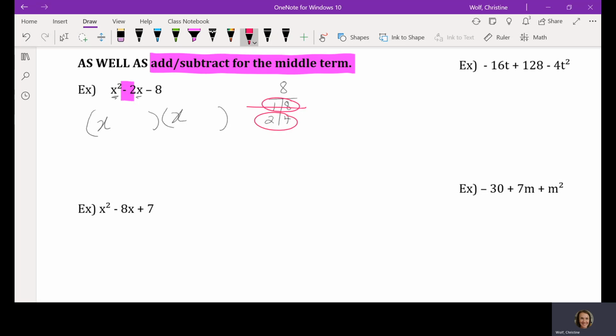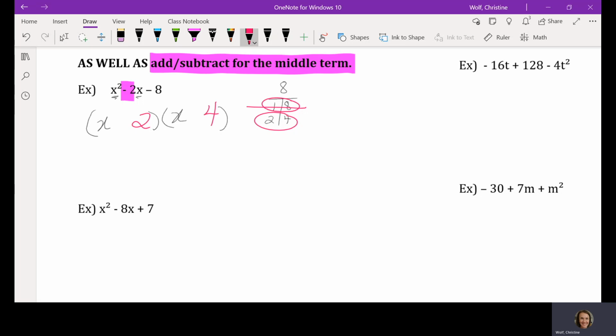But if we look at 2 and 4, could we somehow work with 2 and 4 to add or subtract them to give us a negative 2? Yeah, they have a gap of 2, so we'll probably be able to make that work. So we're going to go with 2 and 4. Now, it doesn't matter where you write the 2 or where you write the 4. You can go 2 then 4 or 4 then 2. Doesn't matter. What does matter are the symbols.